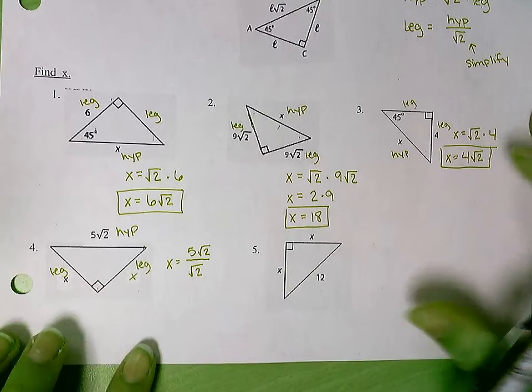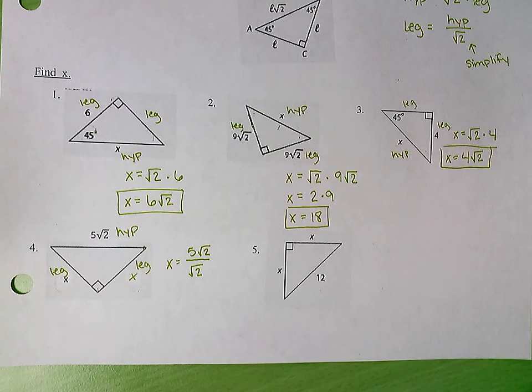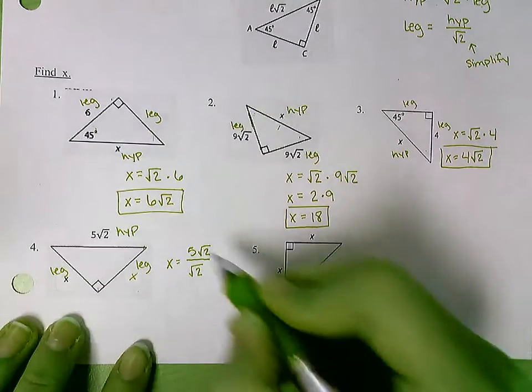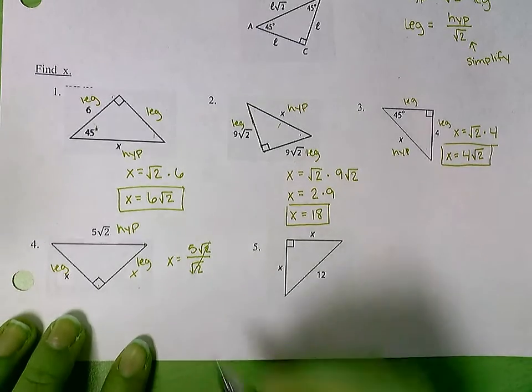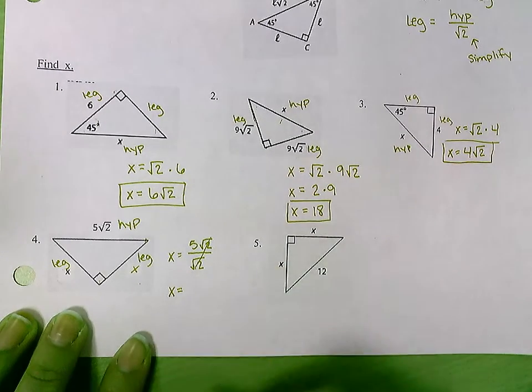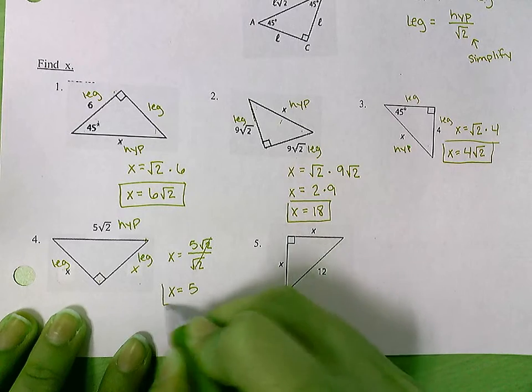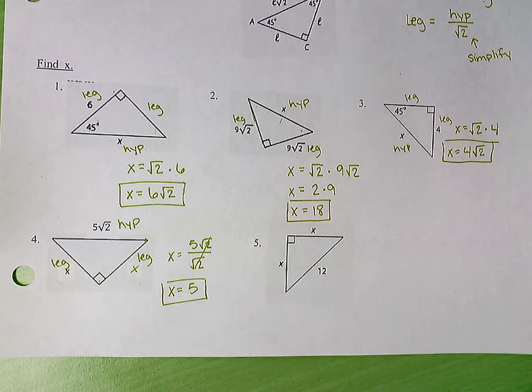Now, if I have the square root of 2 over the square root of 2, what happens? They cancel out. You're right. So in this case, x will be equal to 5.